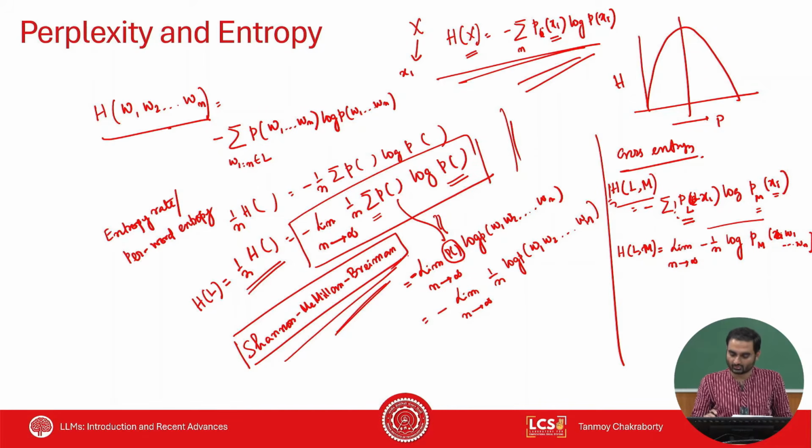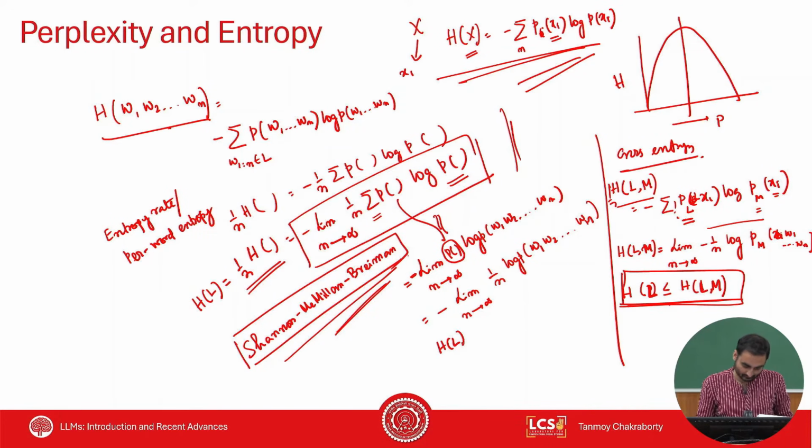So cross entropy has a very nice property, by the way. Do you know the cross entropy has a bound? The original entropy H of L is the lower bound of the cross entropy H of L comma M, and you can prove this very easily. Can you prove this theorem? H of L is bounded by H of L comma M.